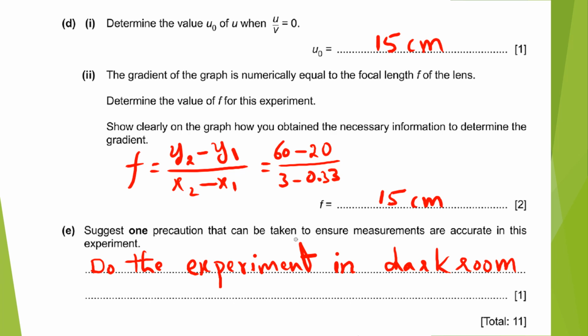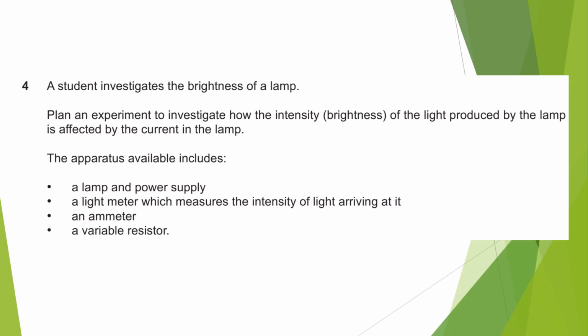With this, the third question is completed. Let's move on to the next question. Question number 4. A student investigates the brightness of a lamp. Plan an experiment to investigate how the intensity, the brightness of light produced by the lamp, is affected by the current in the lamp. The apparatus available includes a lamp and power supply, a light meter which measures the intensity of light arriving at it, an ammeter, a variable resistor.